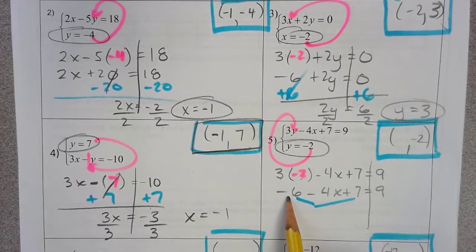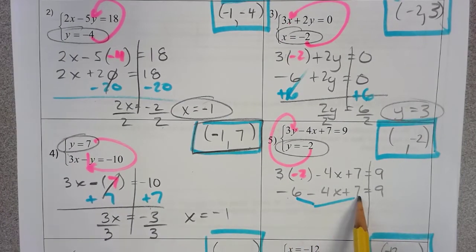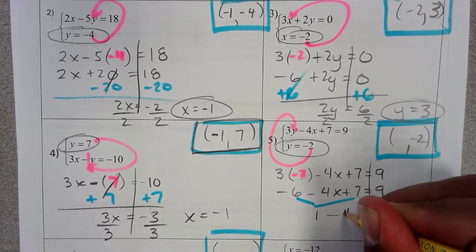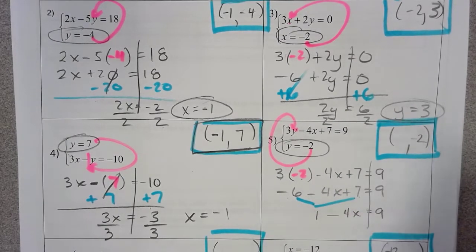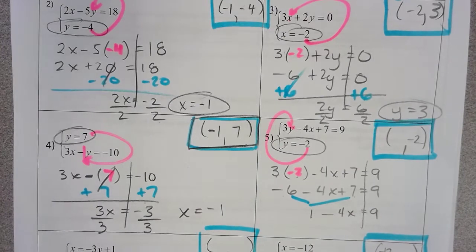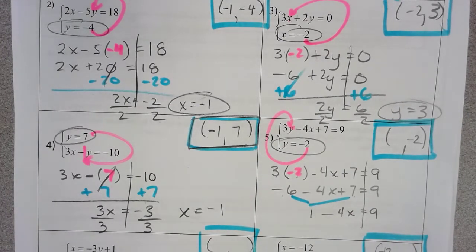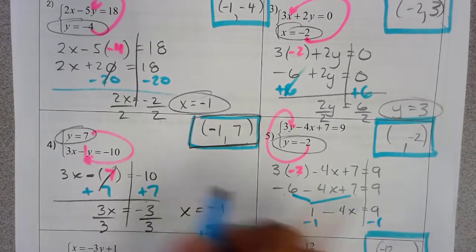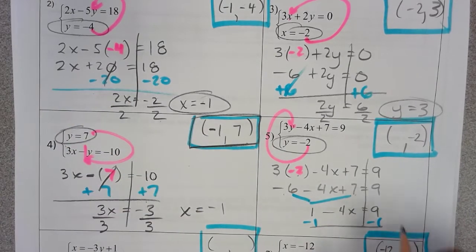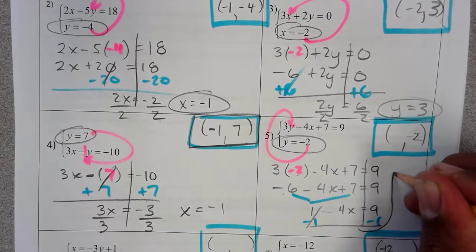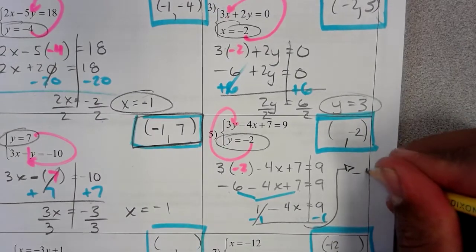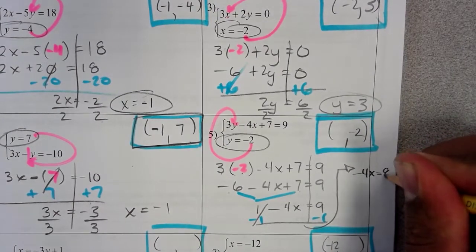Okay, so negative 6 and positive 7 gives us what? Positive 1. Then minus 4x equals 9. Okay, Naris, what do we do now? Take away 1 from both sides. That cancels out. I'm going to kind of move this up here because I'm running out of room. Okay, so now I get negative 4x equals 8.